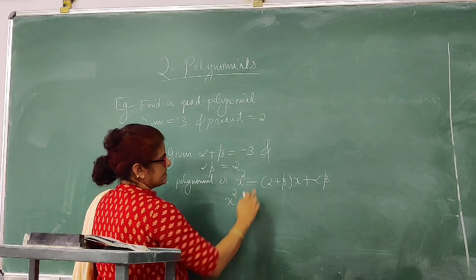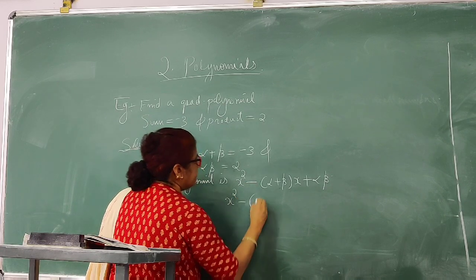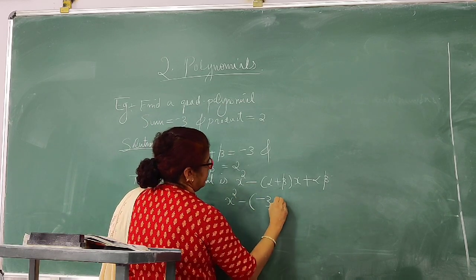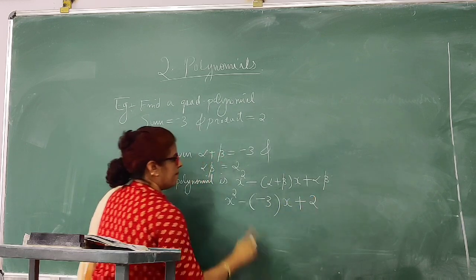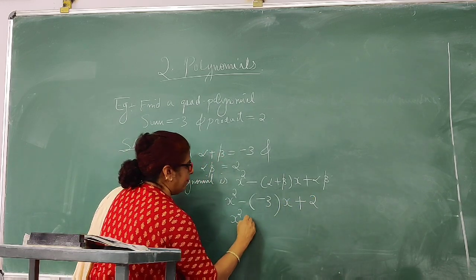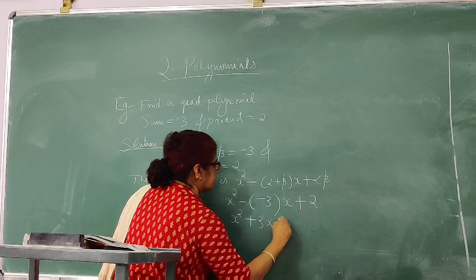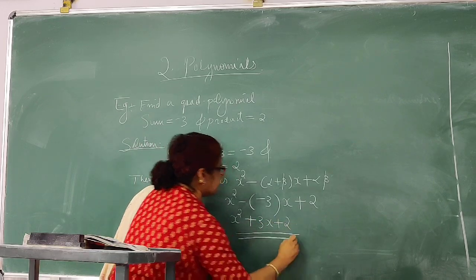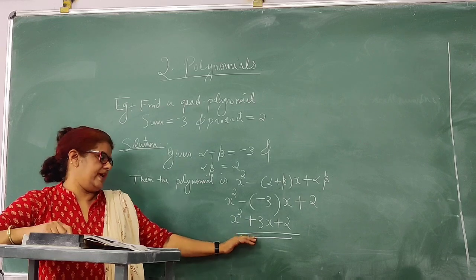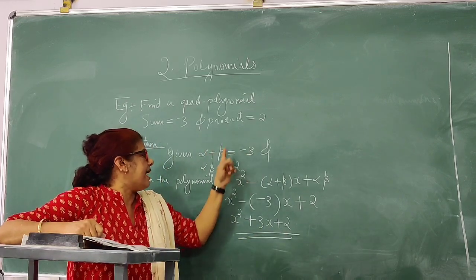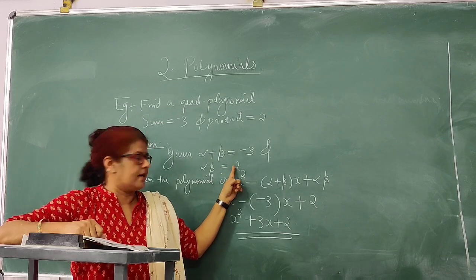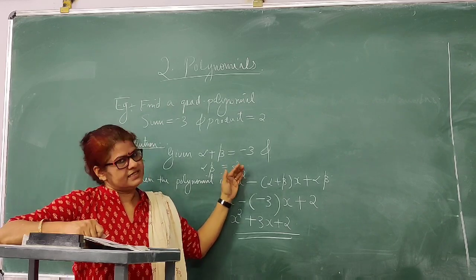x square minus, as in the format, then minus of minus 3 into x plus 2. Minus of minus 3 will become plus 3x plus 2. And this is the required polynomial given the sum of the zeros and the product of the zeros. I think it is easy.